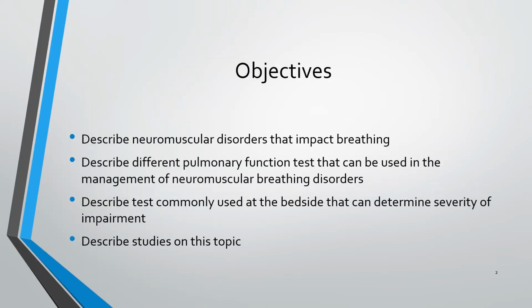The objectives of today's presentation: number one, to describe neuromuscular disorders that impact breathing. Truth be told, most neuromuscular diseases have some kind of manifestation in pulmonary function. So as someone gets further along in their disease process, you can tell how they're deteriorating by doing PFT tests. I'm also going to be talking about some different types of pulmonary function tests that can be used in the management of these patients.